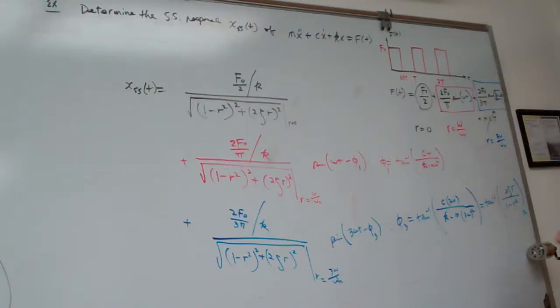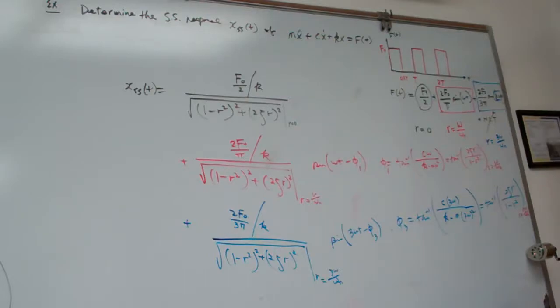If you like, this one can be arctangent of 2 zeta r over 1 minus r squared. So for this case, r equals omega divided by omega n. So for this one, r equals 3 omega over omega n. Okay.